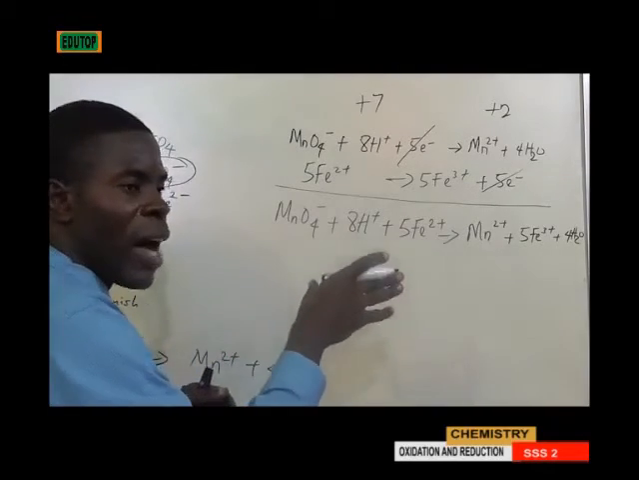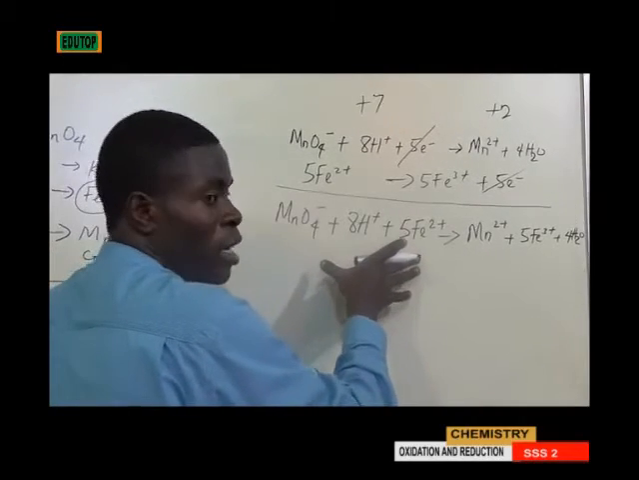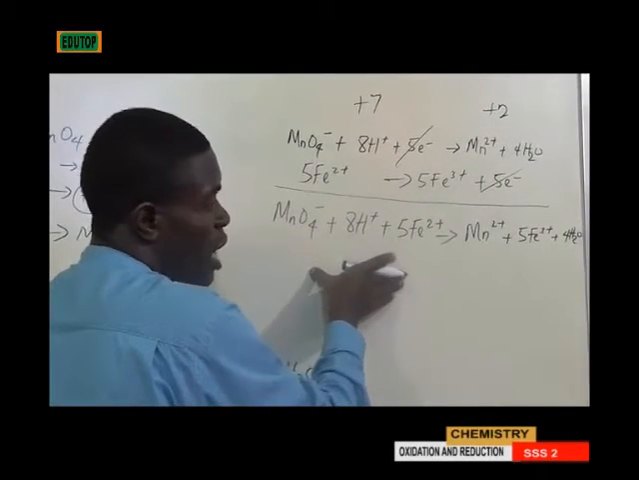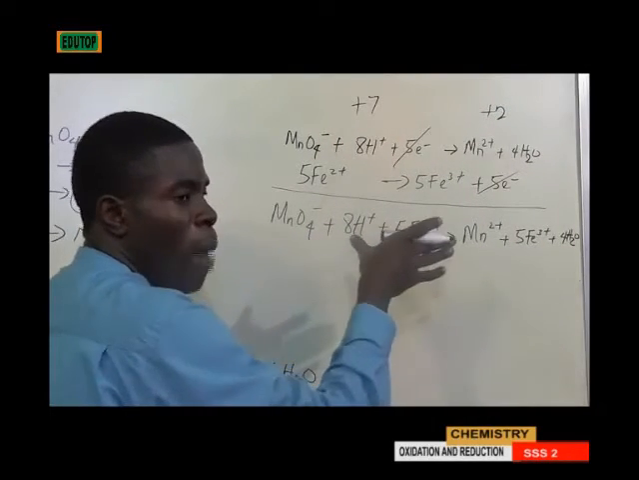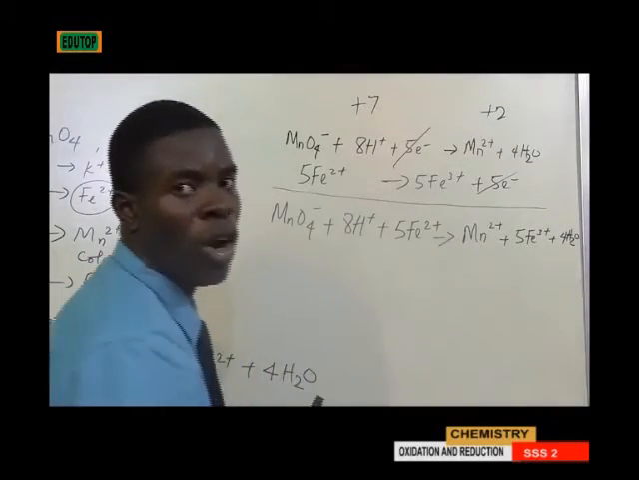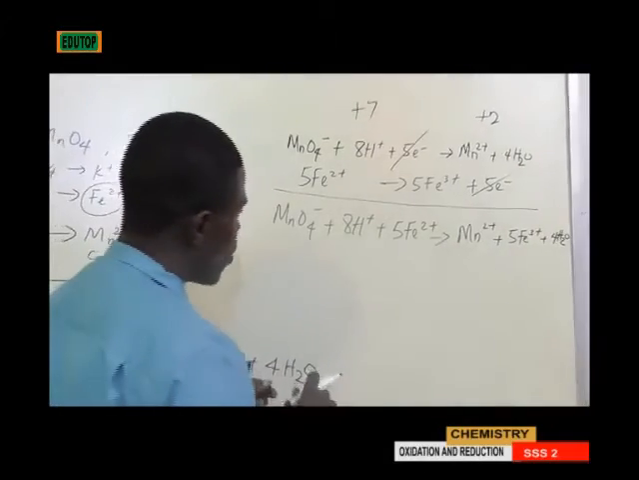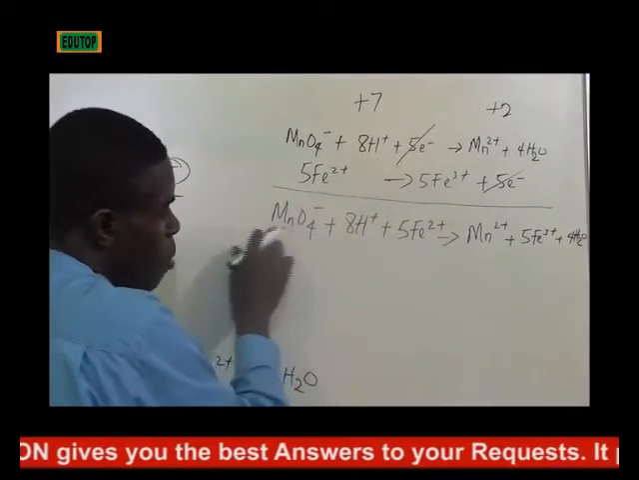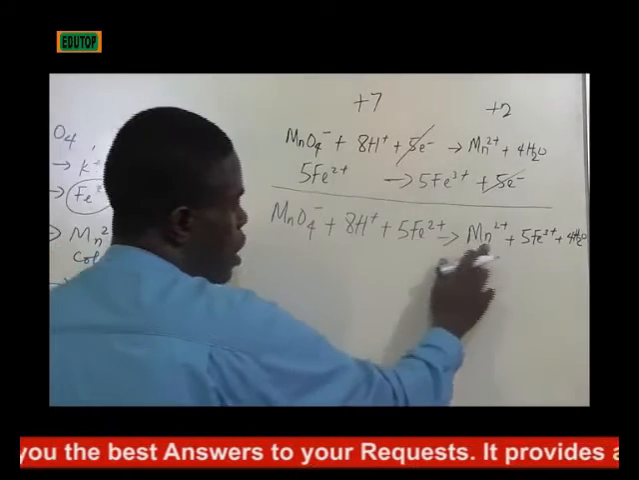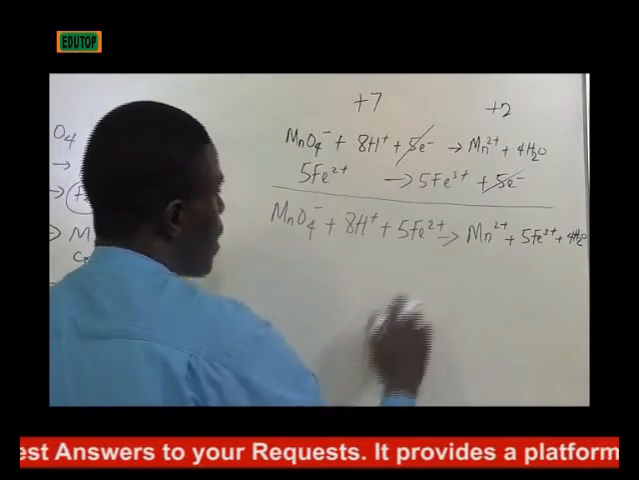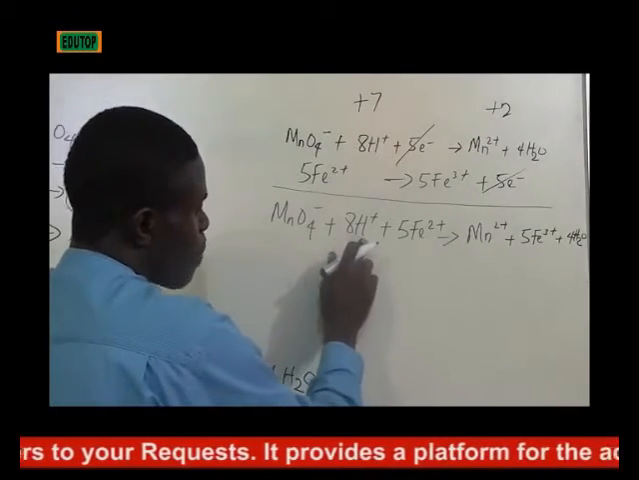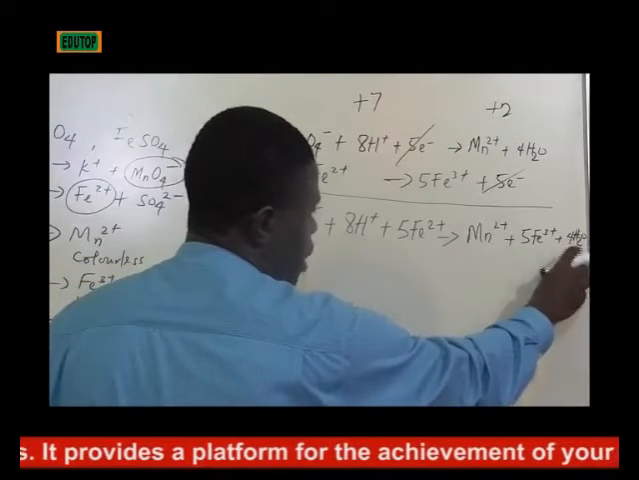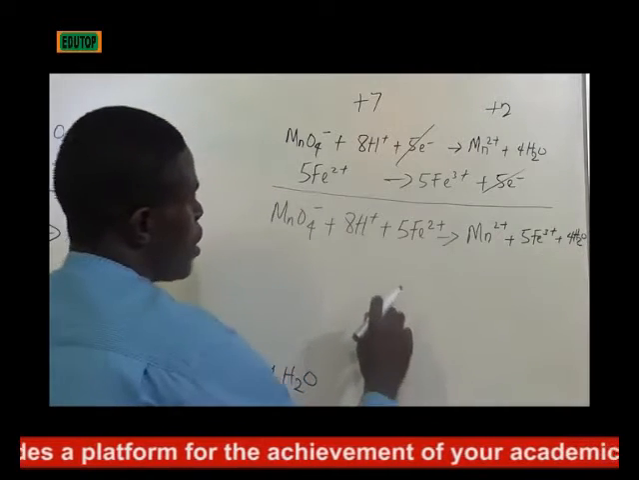But in order to convince ourselves that this is correct, we have to check the number of charges and the number of atoms on both sides of the reaction. To balance atomically, you have 1 atom of manganese here, 1 atom of manganese here. You have 8 protons here, 4 times 2, that is also 8 protons of hydrogen.